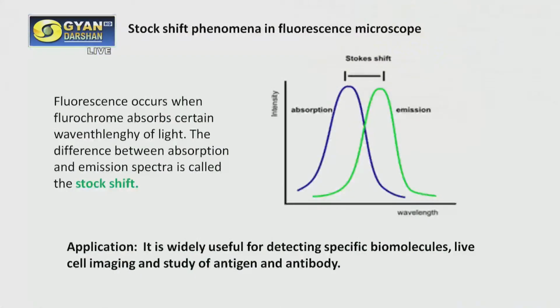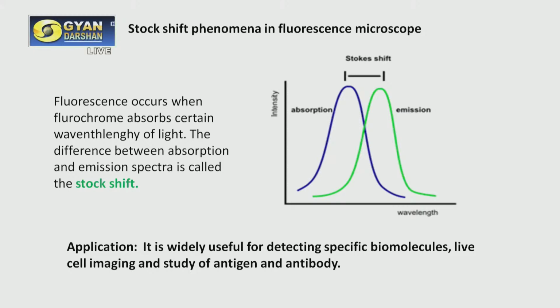So here the basic fluorescence microscopy principle depends on the Stokes shift. It is the capturing of the higher wavelength of light. What will happen during the fluorescence phenomenon? Fluorescence occurs when fluorochromes absorb a certain wavelength of light, and the difference between absorption and emission spectra is called the Stokes shift. So there is a difference between the absorption spectra and the emission spectra.